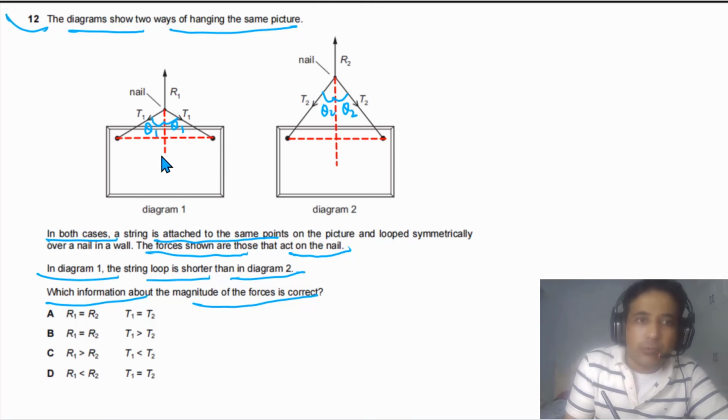Now if we resolve T1 into components, one component of T1 will be acting vertically downwards and one component will be acting to the left.